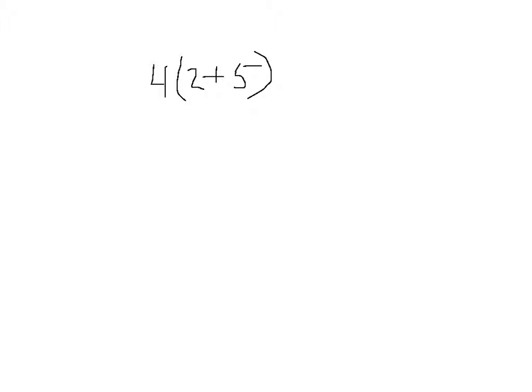Let's take a look at this one again. We have more symbols. I need to figure out what's in the parentheses first. I know 2 plus 5 is 7. And I know 4 times 7 equals 28.